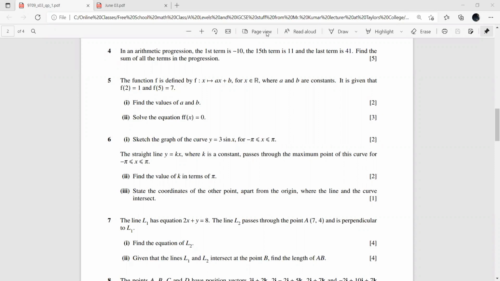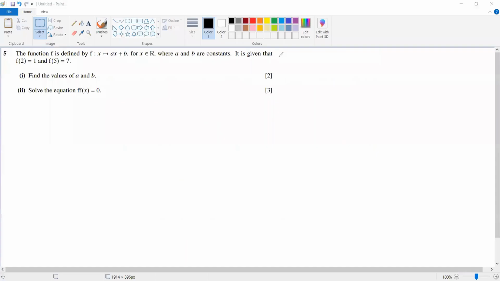Let's begin with question number 5 on this paper. As we read, we'll move it to a whiteboard, please. The function f is defined by f(x) like that, where a and b are constants. It is given that f(2) is 1 and f(5) is 7. So that's how we read this. Then let's find the values of a and b.